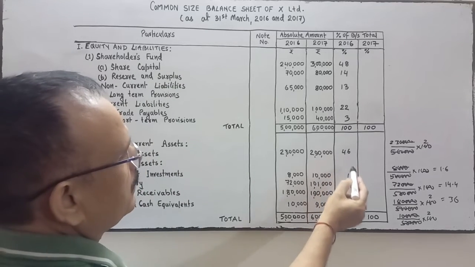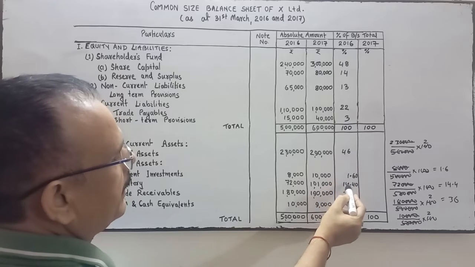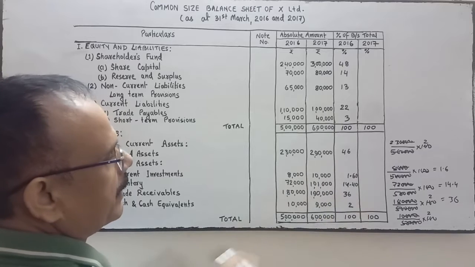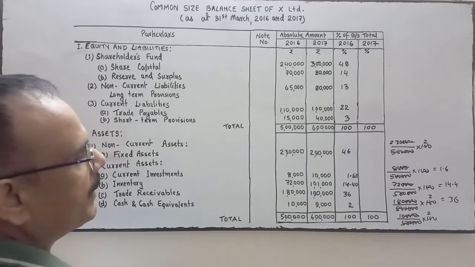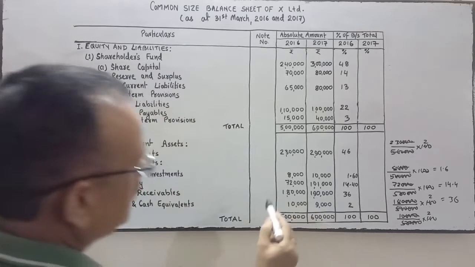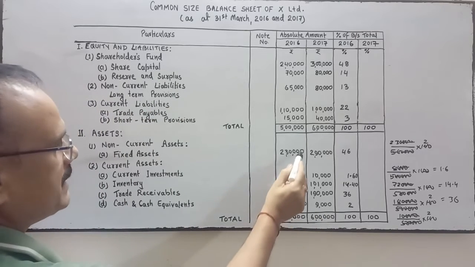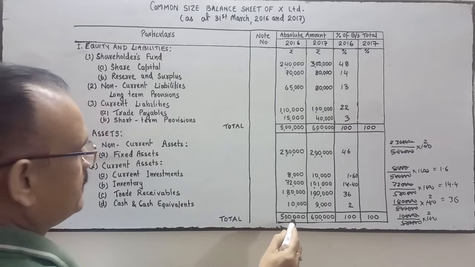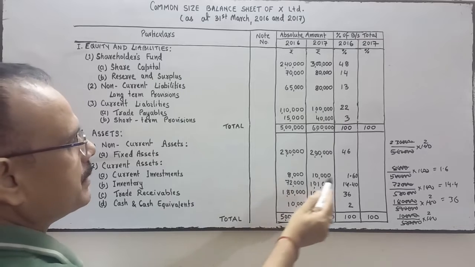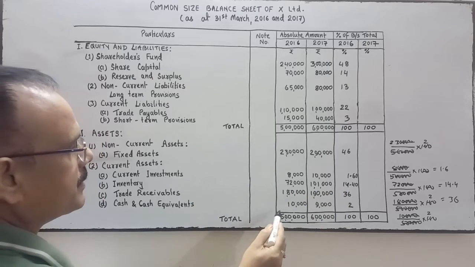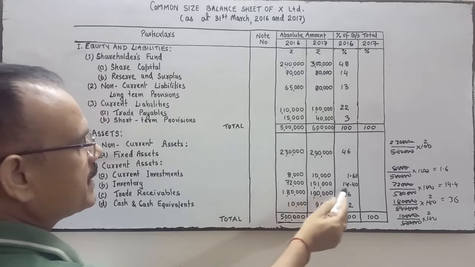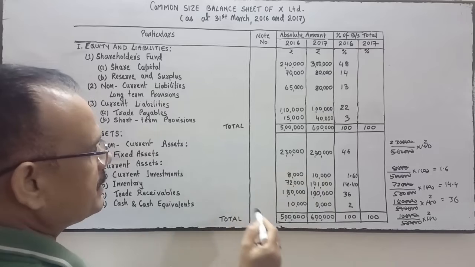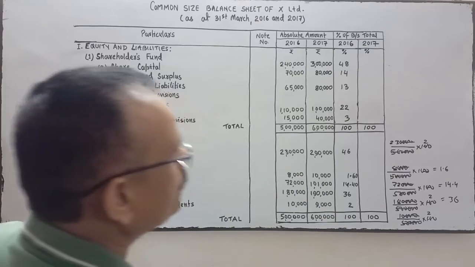Now you do the total. 1, 7, 8, 8, 9, 10, 20, 6, 7, 8, 9, 10, 100. So it comes to 100. It means in comparison to total assets, fixed assets percentage is 46%. In comparison to total assets, your current investment is 1.6%. In comparison to total assets, inventory percentage is 14.40. Similarly, trade receivable is 36% and cash and cash equivalent is 2%.